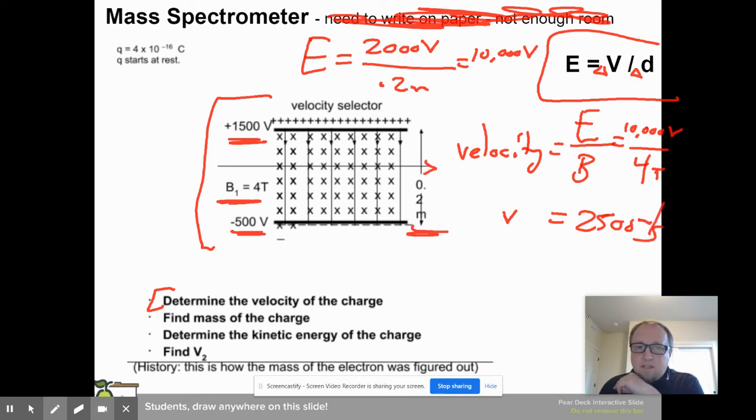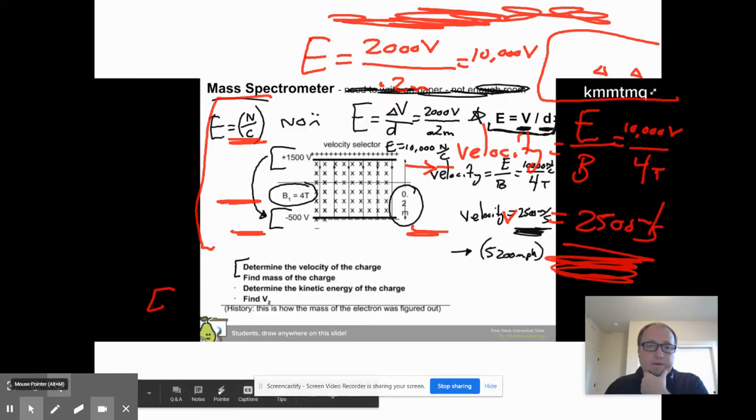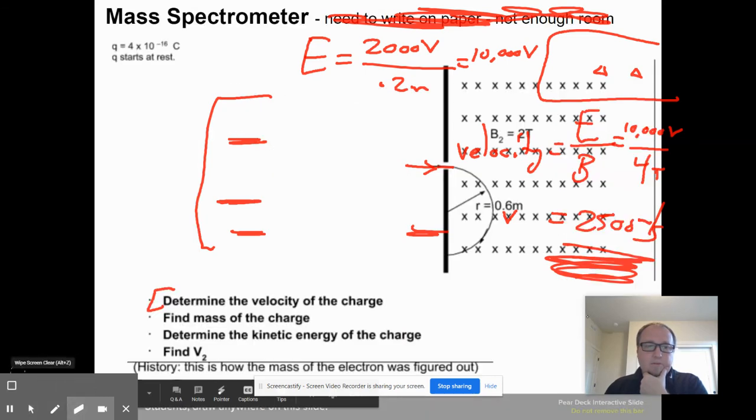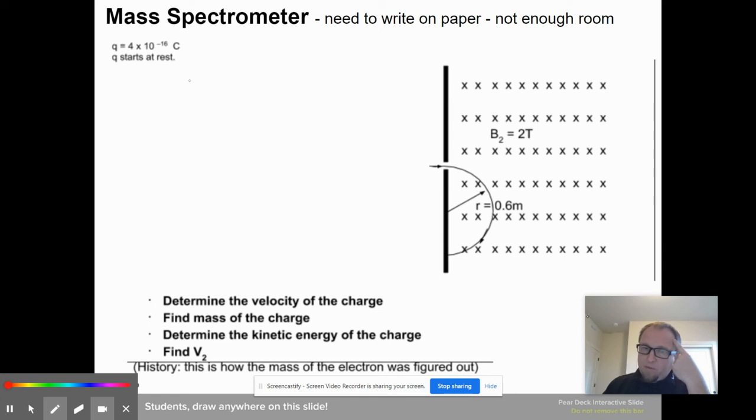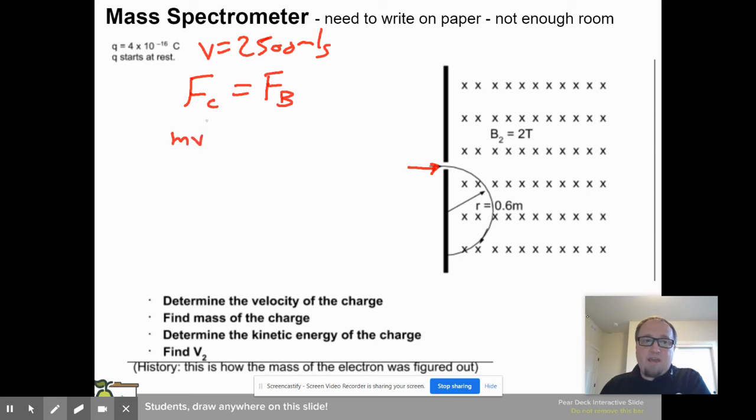So the only things that come out of this are either uncharged particles or objects that are going 2,500 meters per second. If they're not going that speed, they don't go in a straight line. They don't make it out. So let's write down a piece of information. We know the velocity, 2,500 meters per second. That's the velocity it enters this field right here. Now, it enters that field and it curves. That is a centripetal force, and it's caused by a magnet. So centripetal force: mv squared over r equals BqV.